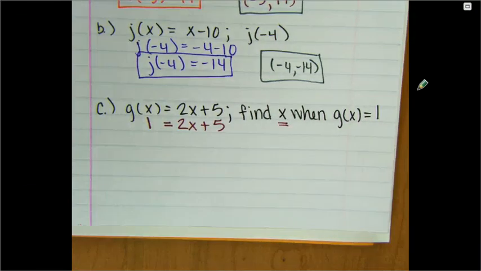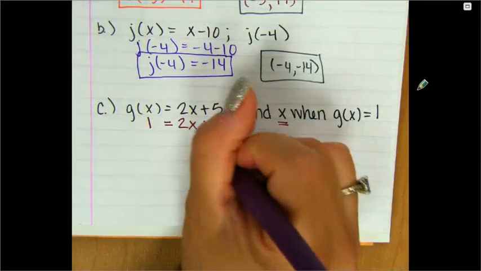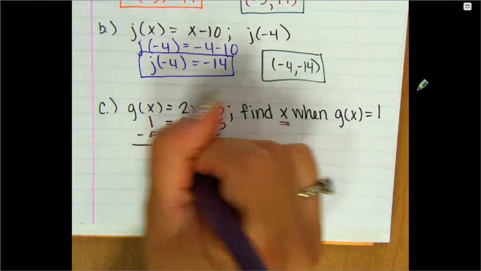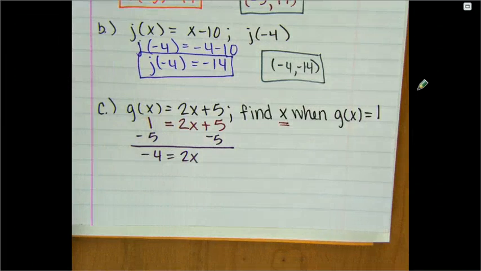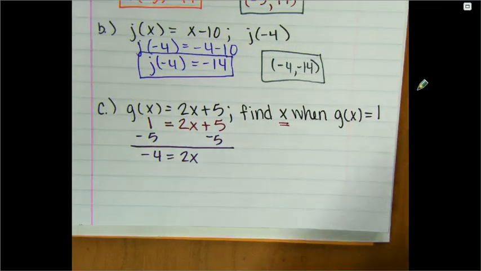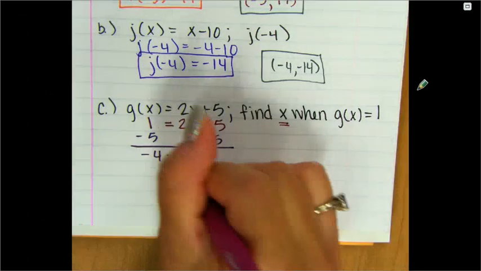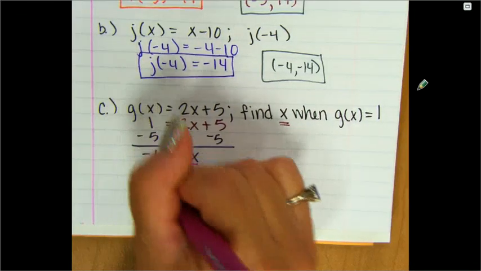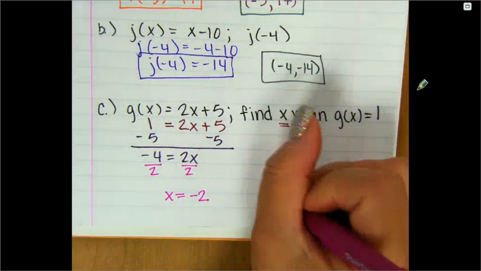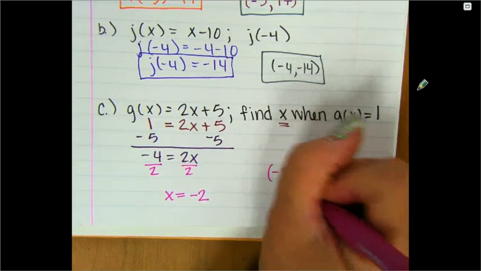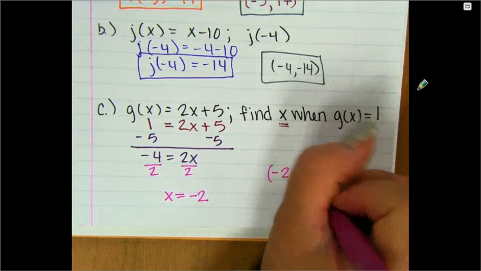Yes. All right, so how do we solve it? First subtract the positive 5, which is negative 4. Right. And then 2x divided by 2. And what does x equal? Good. So how do I write that as an ordered pair? Negative 2, 1.